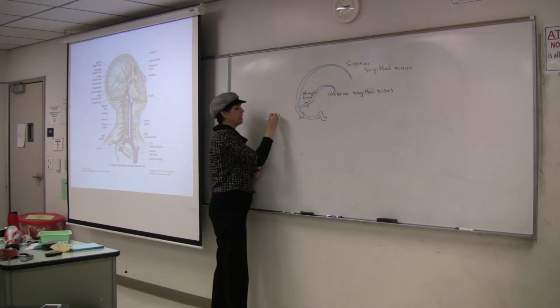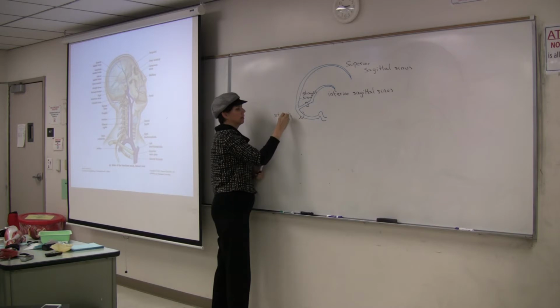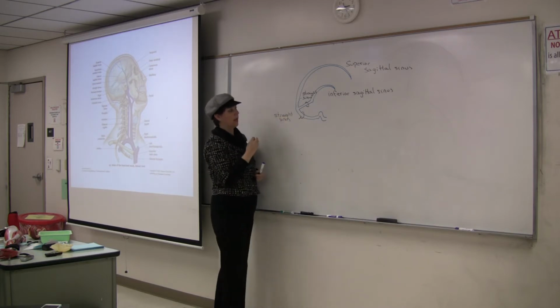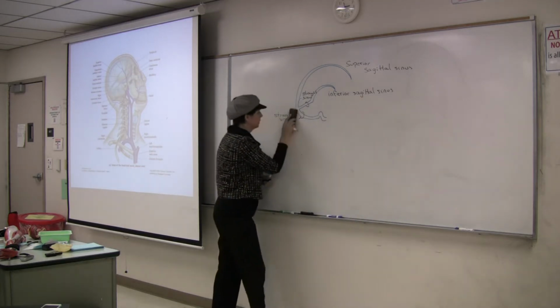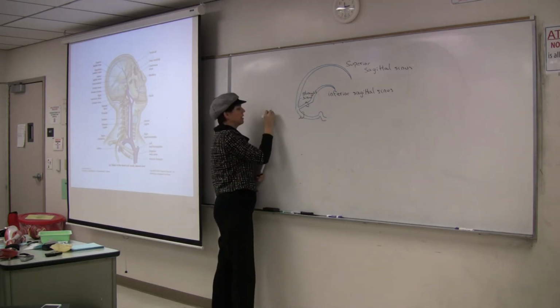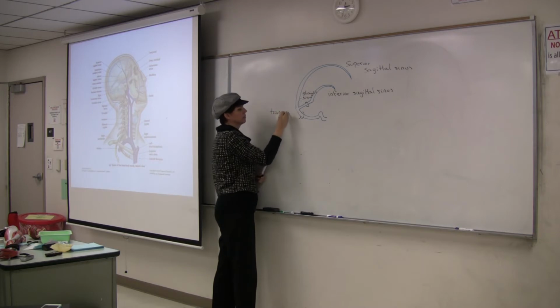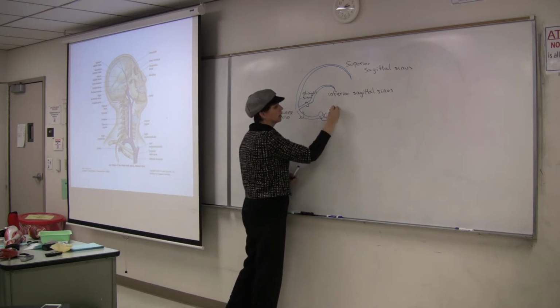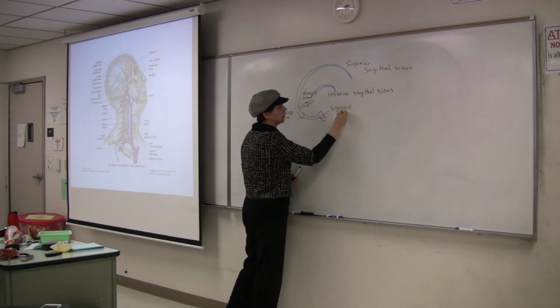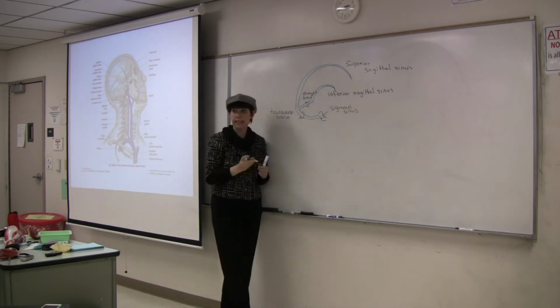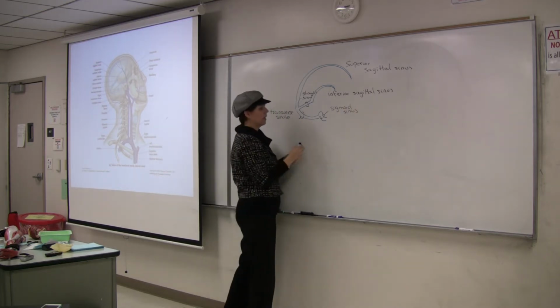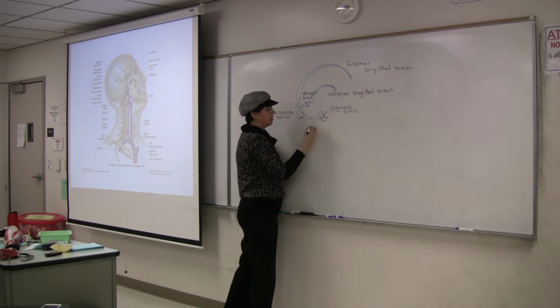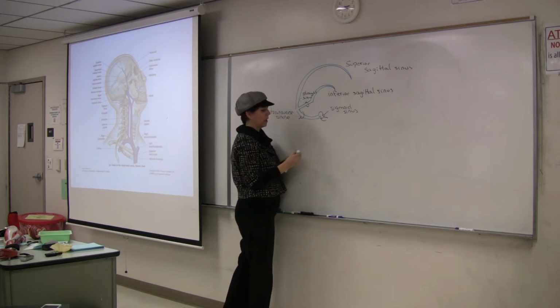So straight sinus. So it's like there's two straight sinuses? I'm sorry, my mistake. Transverse sinus. Sigmoid sinus. And then right here we would have our jugular foramen.